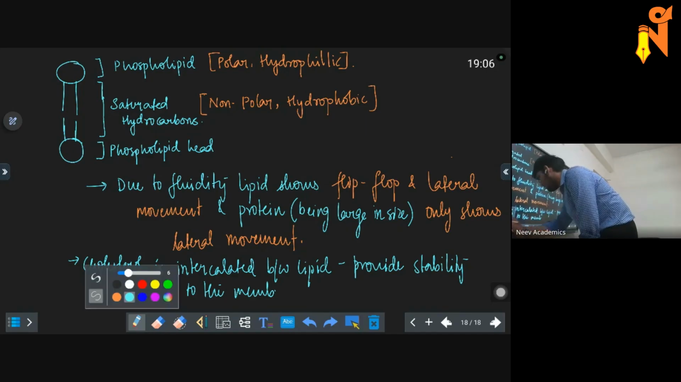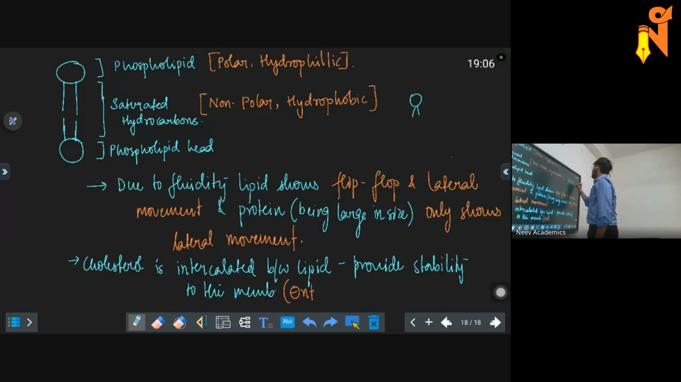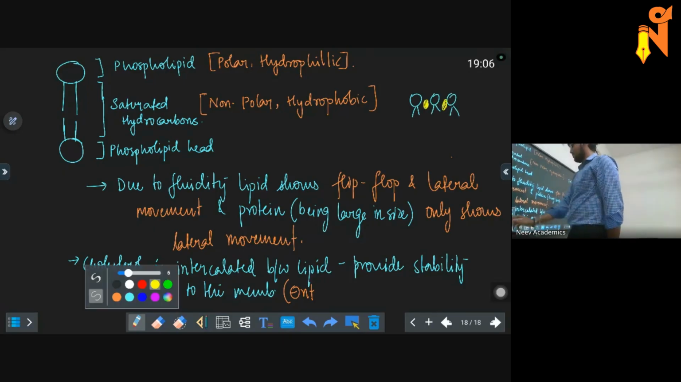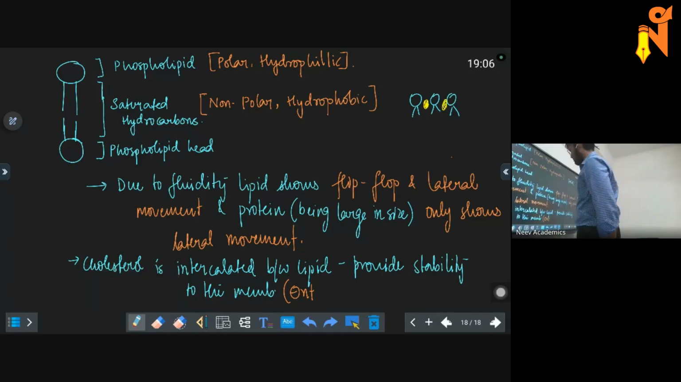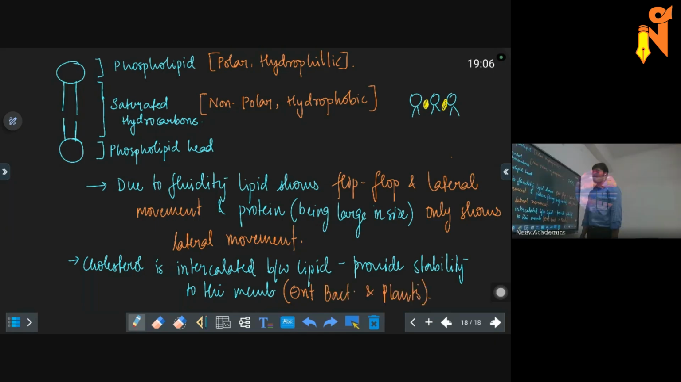What is intercalated? Intercalated means, if these are lipid molecules, cholesterol molecules are present in between the lipid molecules. So they provide stability to the membrane.